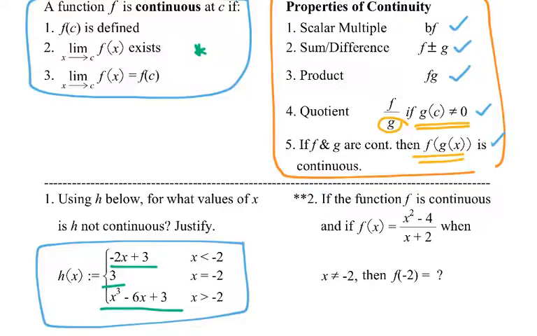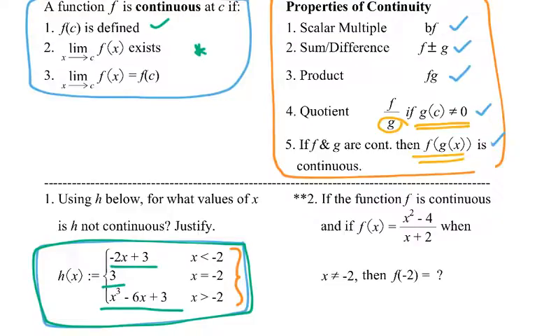So this is our checklist essentially for checking for continuity. We always want to go through this checklist, and if any of these three things are not true, then the function is not continuous. All three of these have to be true in order for a function to be continuous. Number 1 says f of c is defined. So let's look down at our function here. Is f of negative 2 defined? The reason we're looking at negative 2 is where these three pieces come together, and so it's the only place where we could have a discontinuity.